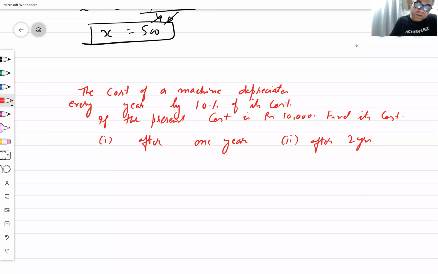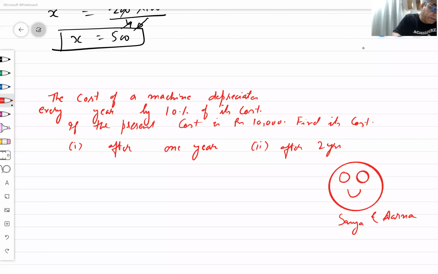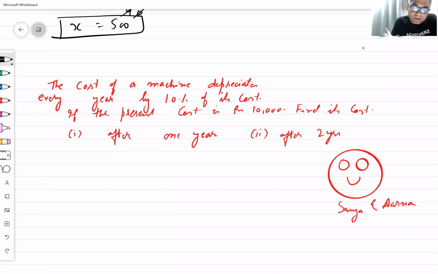So the cost of a machine depreciates every year by 10% of its cost. If the present cost is rupees 10,000, find its cost after 1 year, and then after 2 years. Please solve. Now, think this way. If the cost is 10,000 rupees and it depreciates by 10%, that means how much is left? 90%, isn't it? 10% is gone, so 90% is left.